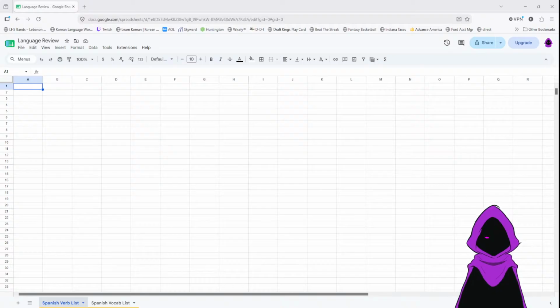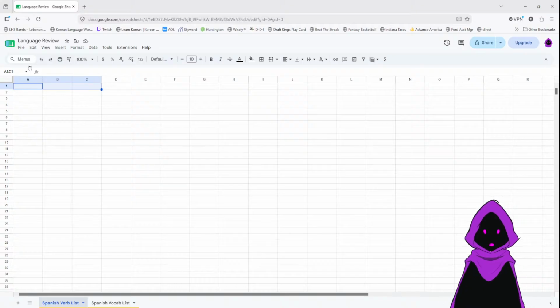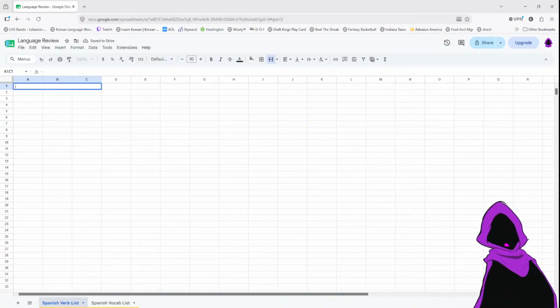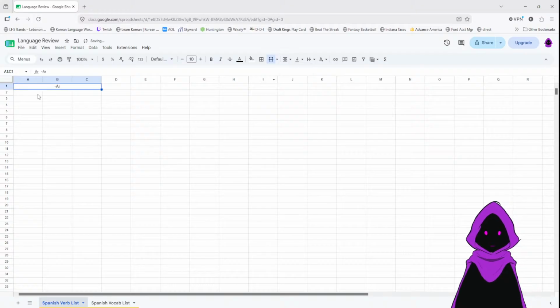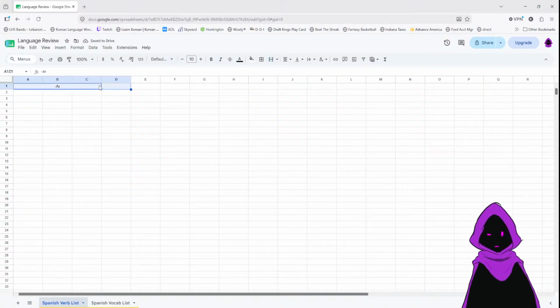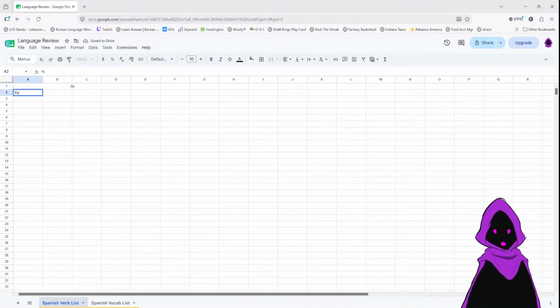So what I'm going to be doing here is breaking down each verb into its forms and tenses. Over here, let's start with the verb forms. We'll start with the AR, ER, and IR forms. So for AR, I need one more. Every verb has 6 tenses.